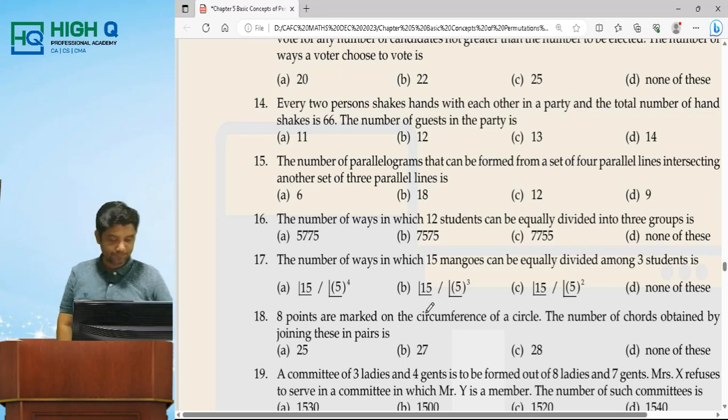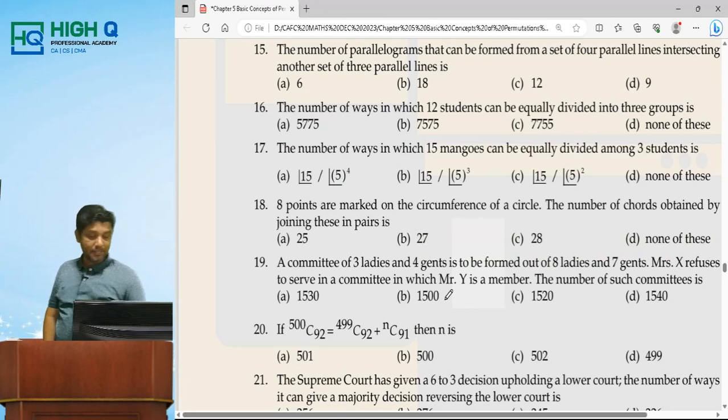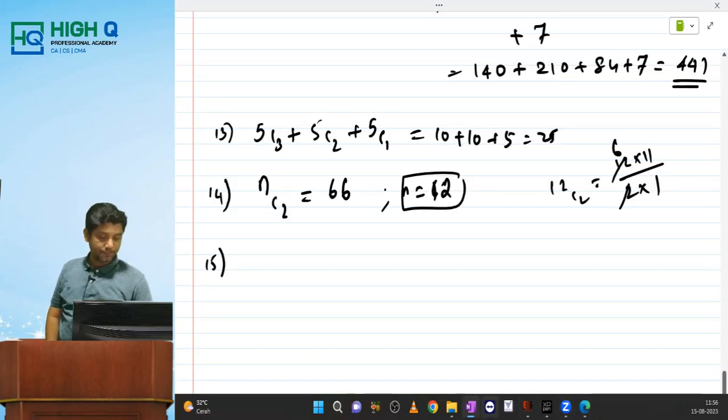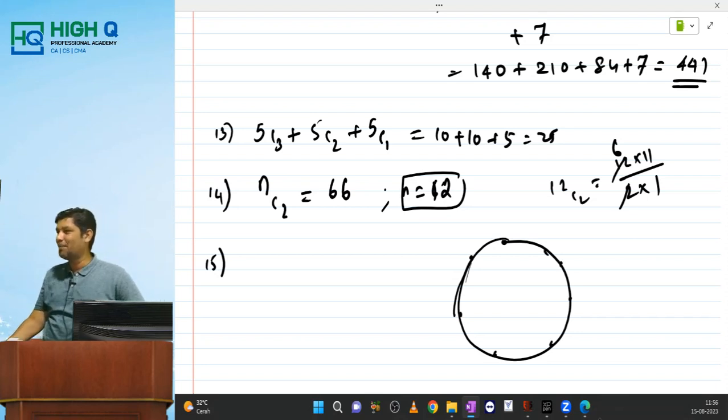Am I right? Now, 8 points are marked on a circumference of a circle. See, what is meant by circumference of a circle? I'll tell you. This is what circumference, my dear. Outside circle, this is the circumference. Total how many points? From this we come to know, sir, all 8 are non-collinear points. Points on the circumference of a circle cannot be collinear. So that is what we need to understand. So 8 non-collinear points.